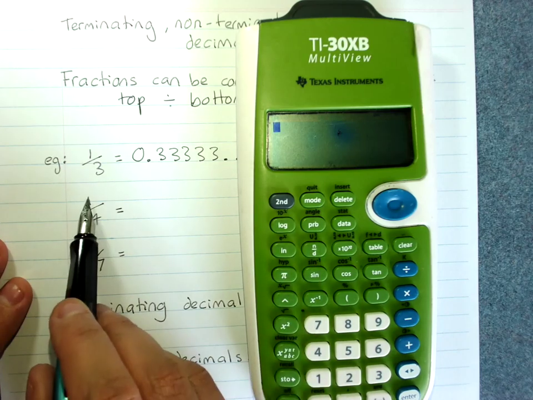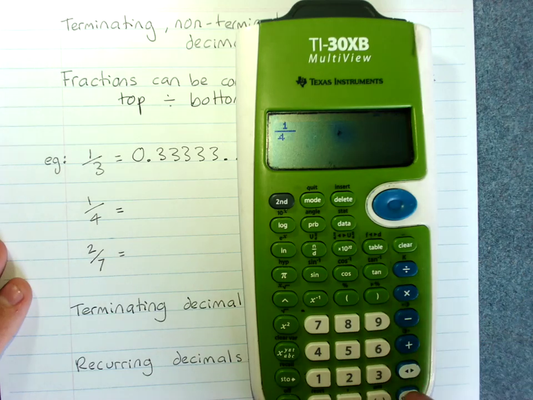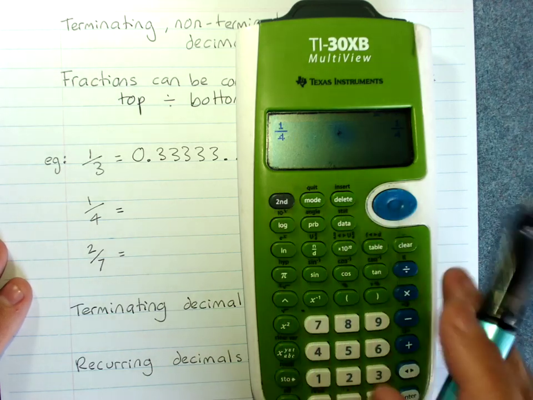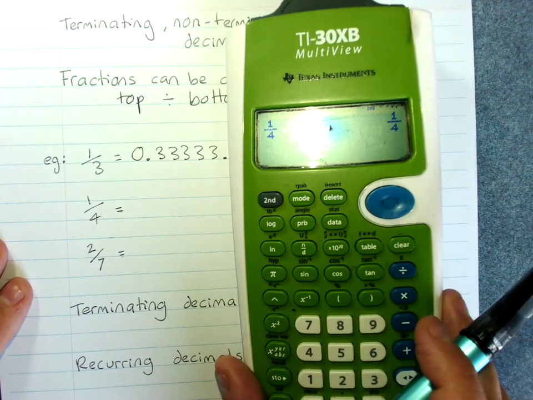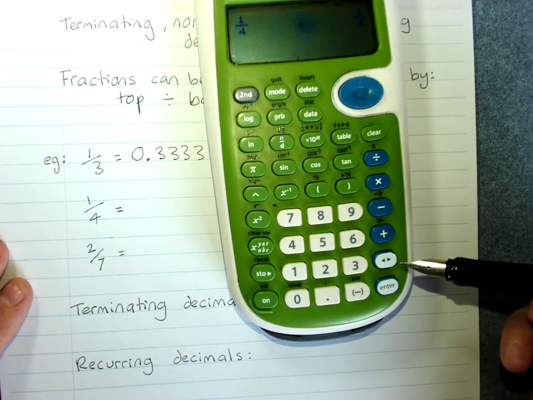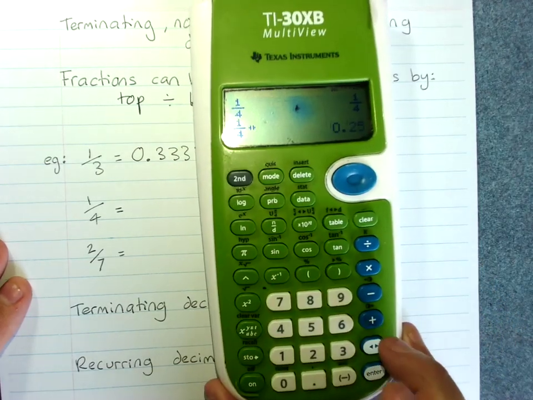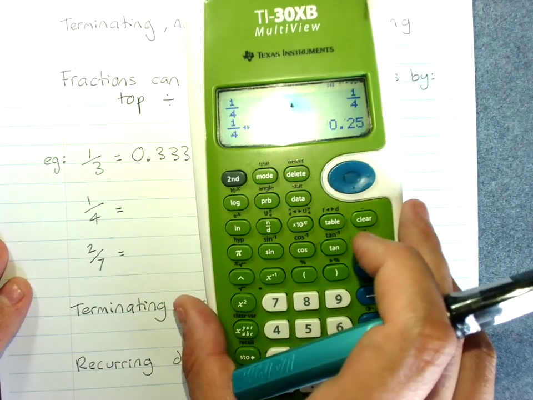Or your other option, you could use your fraction key, 1 over 4, enter. Now your calculator will keep it as a fraction because fractions are nice. And so you use this button here, the two arrows, to say, please give me a decimal answer. And that equals 0.25.